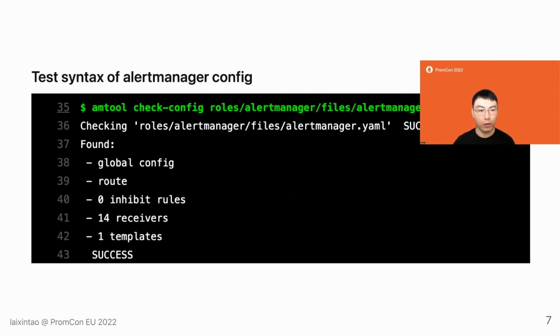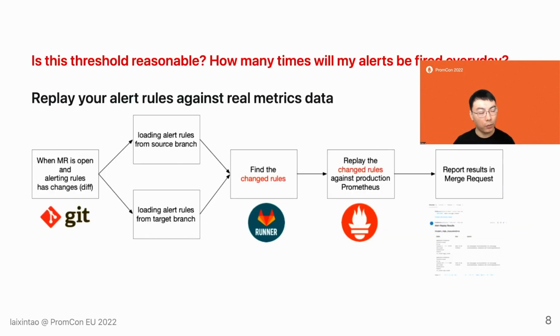It works the same. And a more complicated example is this question: is this threshold reasonable, and how many times will my alerts be fired? If the threshold is too low, then there will be too much noise. If the threshold is too high, then we won't be notified if something goes wrong. My idea is that we can use real-world data to evaluate the alert rules.